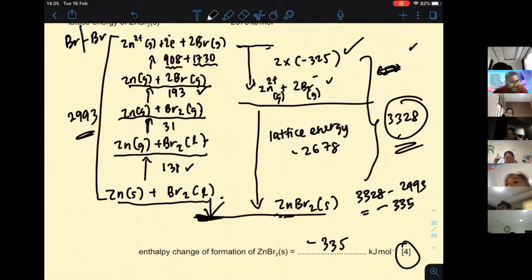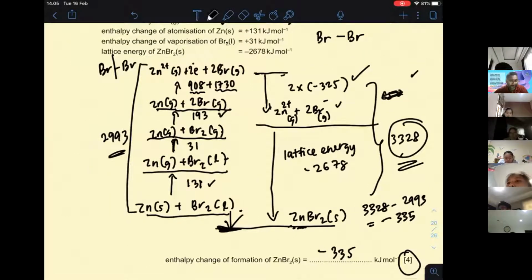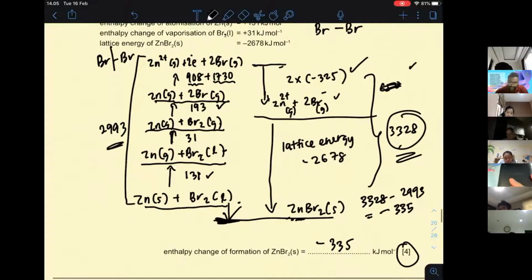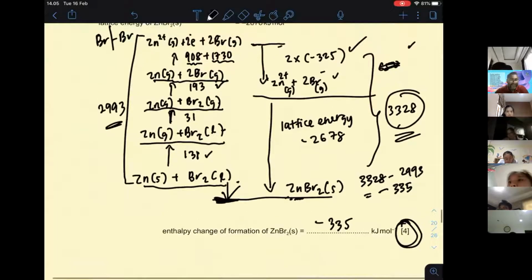Any question? When I do that, I will get negative 335. If you want to show it using the clockwise equals anti-clockwise method, also can, please go ahead. If you are using this method, my advice is, if you want the total 4 marks, don't waste any of the marks.